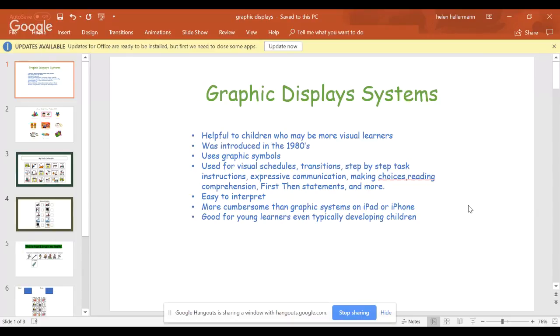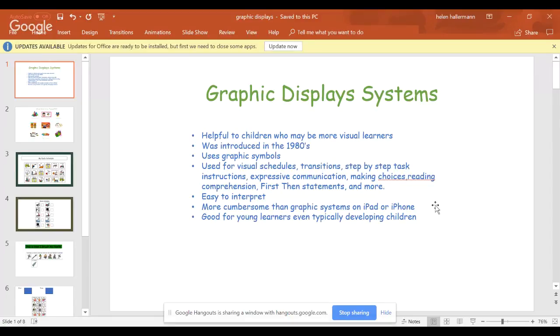As well, if they really do have a hard time with speaking, they can show us graphics to communicate their wants and needs. It also is a great way to help them interpret the world around them or what's being communicated to them. So if I'm communicating to a child with autism, I can use graphic displays to help them make more sense of what I'm saying. It was introduced in the 1980s, and again, it uses graphic symbols to communicate.